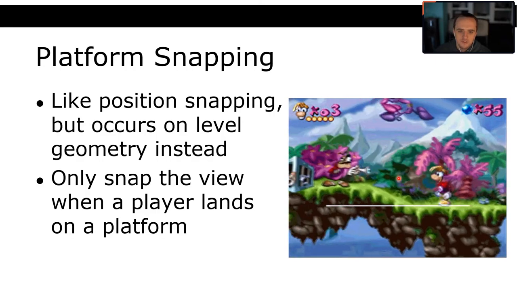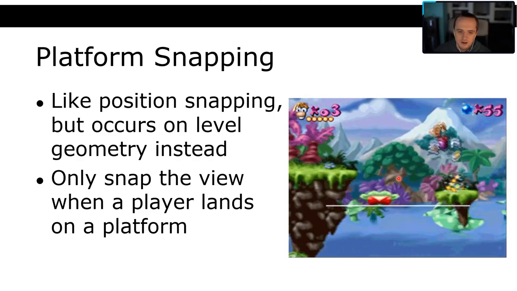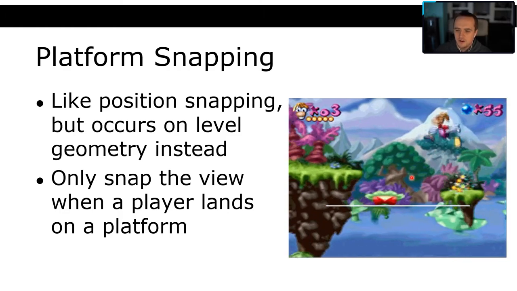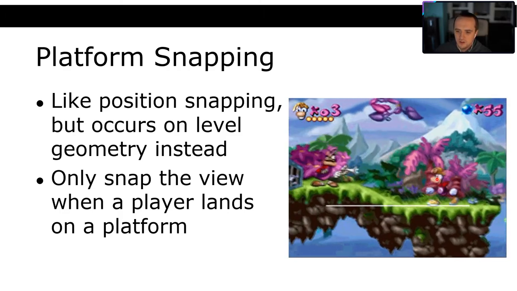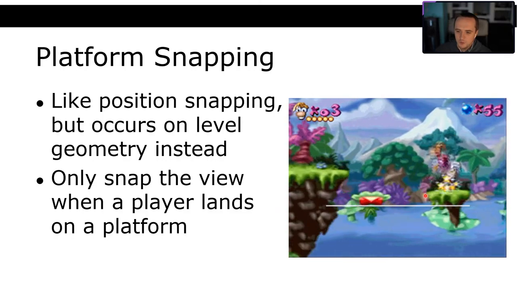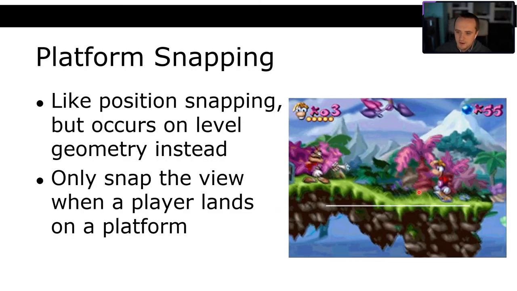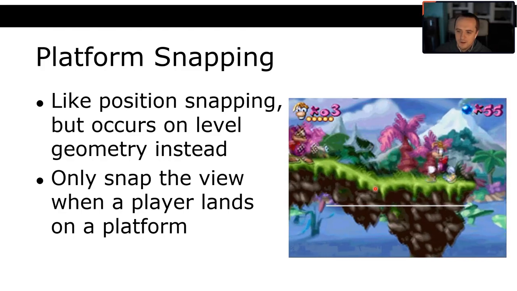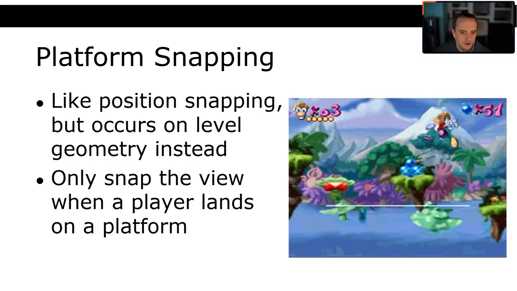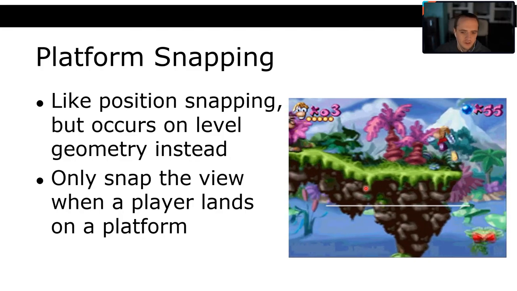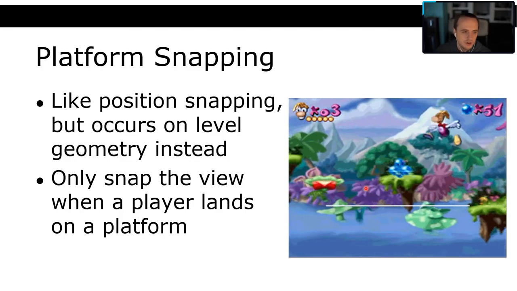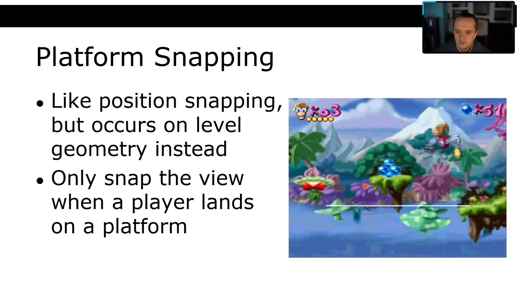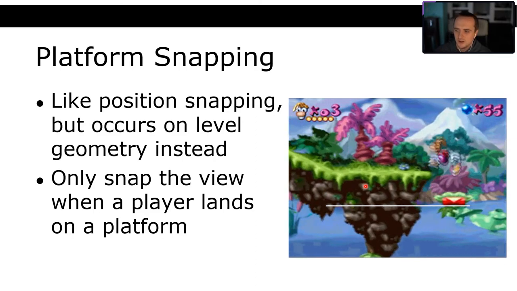So again, platform snapping, but this can also appear on level geometry, okay? If you've got platforms or slopes in your game, Rayman? In Rayman, you've got smooth slopes that can go up or down. And what happens is, while you're walking on a surface, that's when the snapping is happening. So not just on jumping, but also when you walk up a surface, this platform snapping is happening as well. And it creates a really interesting effect.